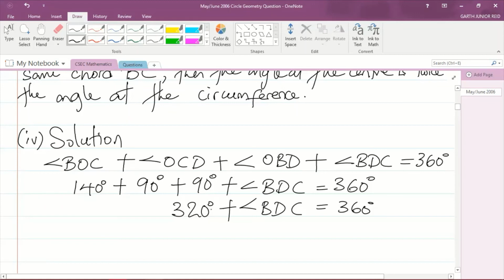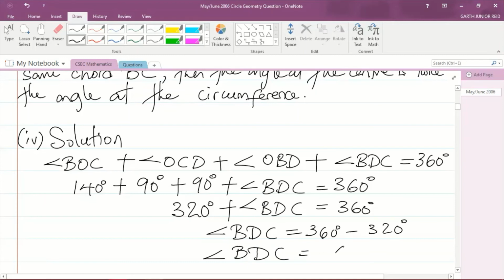All right, so if I subtract the left-hand side of the equation by 320 degrees, it means that I will only have the angle BDC remaining. But remember, I have to do the same operation on the right-hand side of the equation. So on the right-hand side, I will have 360 degrees minus 320 degrees. Okay, great. So all I have to do now is just subtract these two numbers and I will get my answer. So the angle BDC, when we subtract, we get 40 degrees. Okay, and that is my answer.